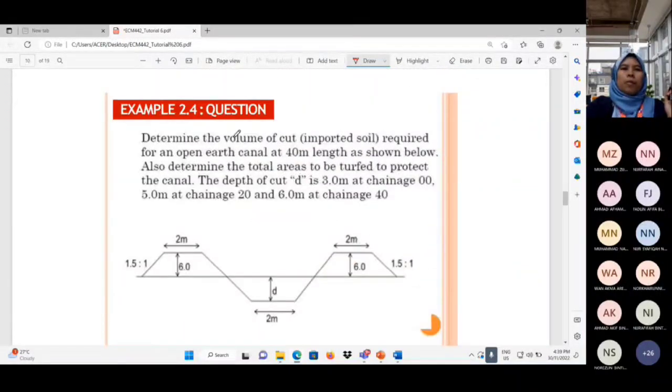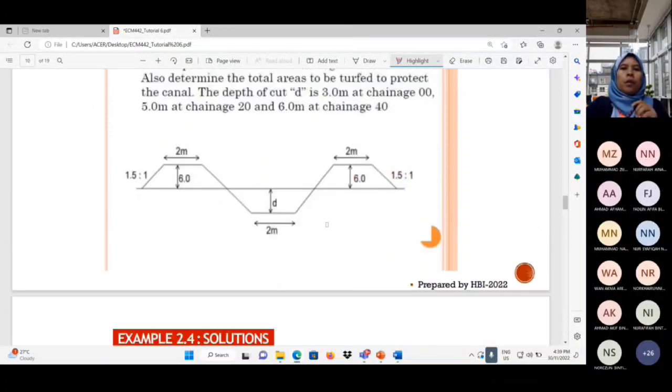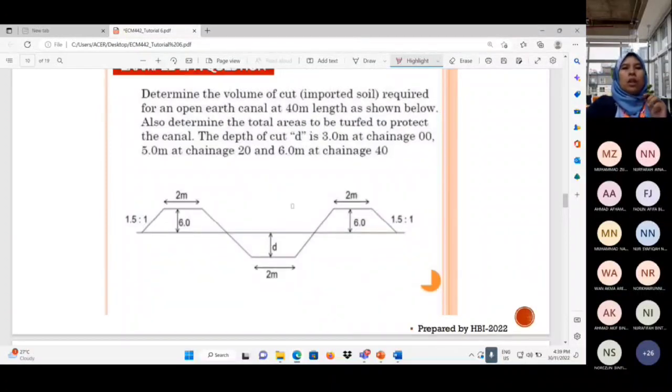Okay, saya baca, saya explain. Determine the volume of cut required for an open earth canal at 40 meter length as shown below. Okay, also determine the total area to be turfed to protect the canal. The depth of cut D is 3 meter at chain H 00, 5 meter at chain H 20, and 6 meter at chain H 40. Okay, so this is the illustration.